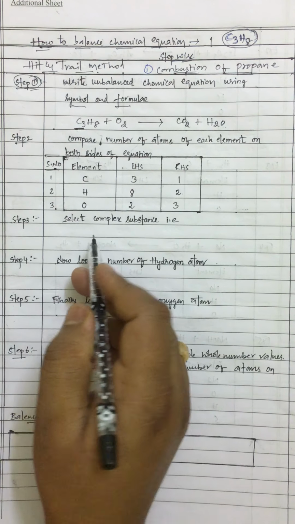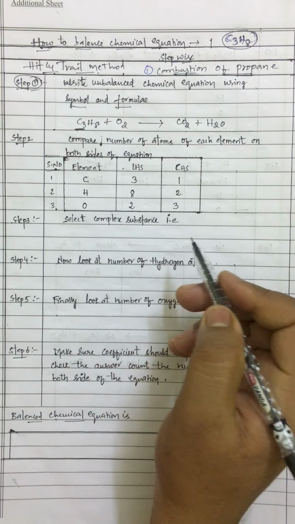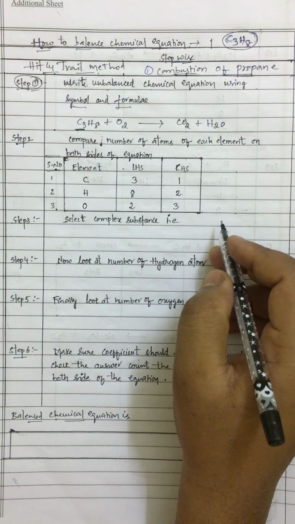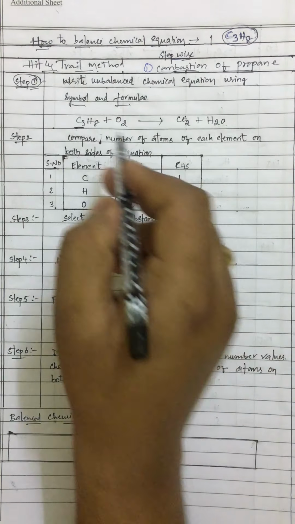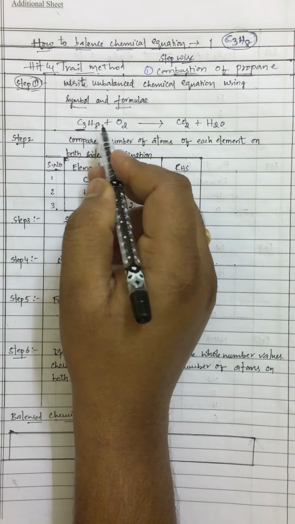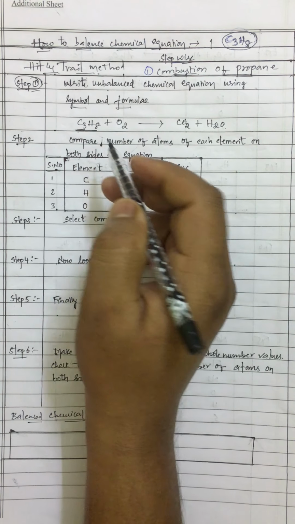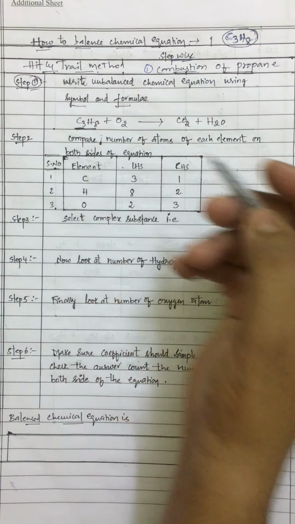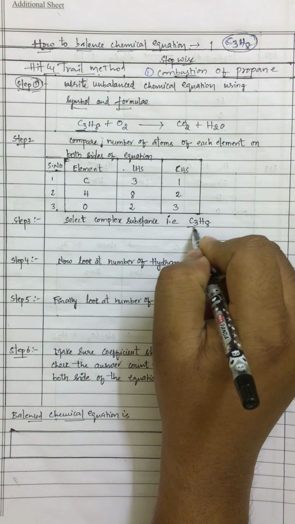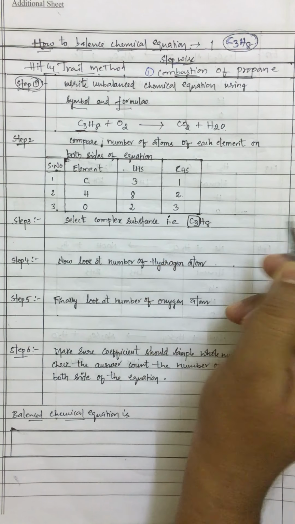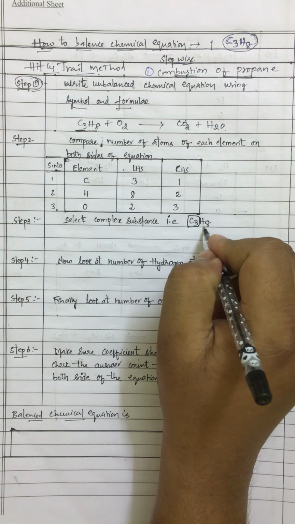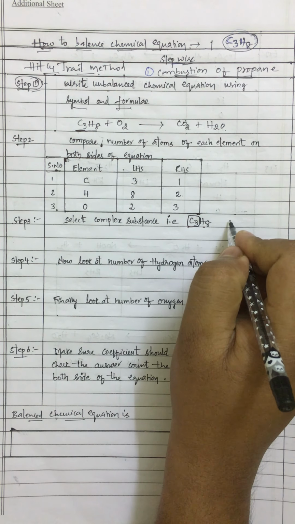Now step 3. After writing the number of atoms, we need to select a complex substance which contains more atoms. So C3H8. This is the formula that we need to select. In this, let us balance carbon first. So we choose the formula C3H8 and now count the number of carbon atoms.